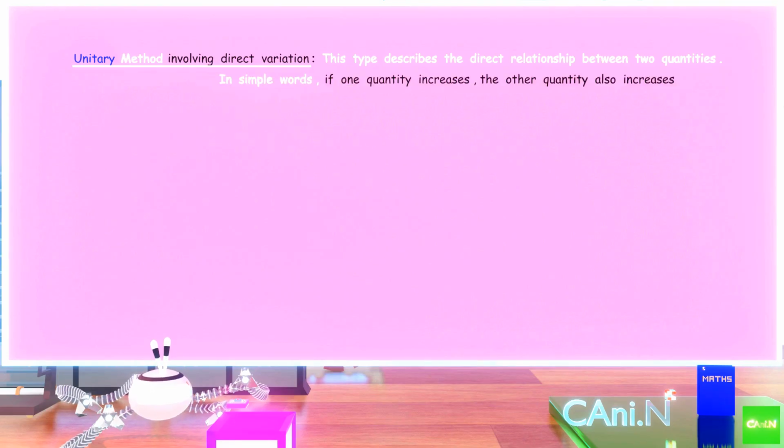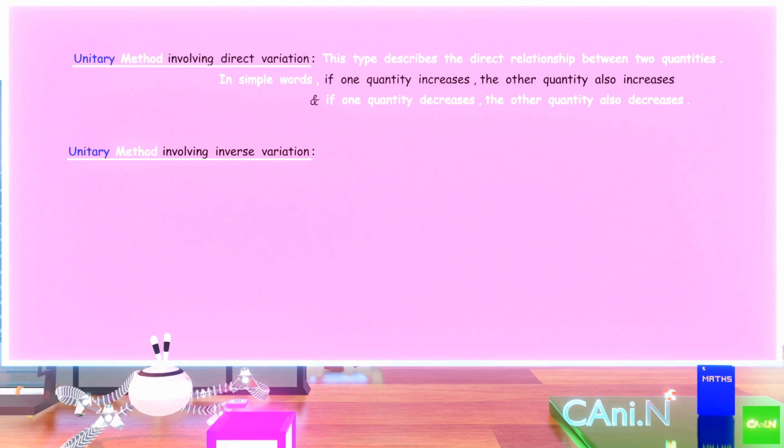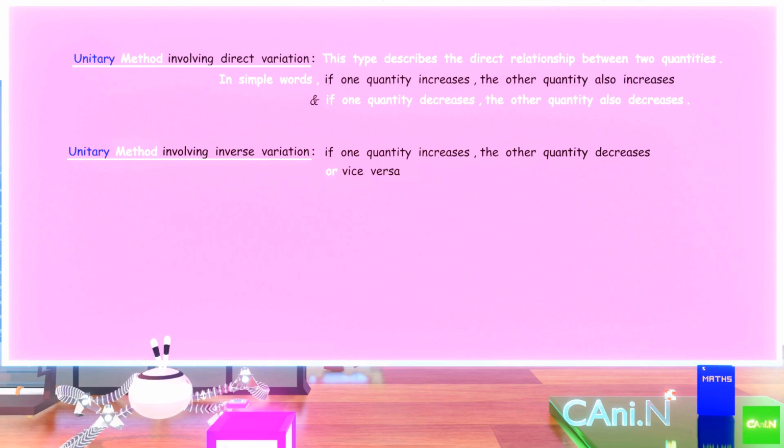Unitary method involving direct variations. This type describes the direct relationship between two quantities. In simple words, if one quantity increases, the other quantity also increases. And if one quantity decreases, the other quantity also decreases. Unitary method involving inverse variations. If one quantity increases, the other quantity decreases, or vice versa.